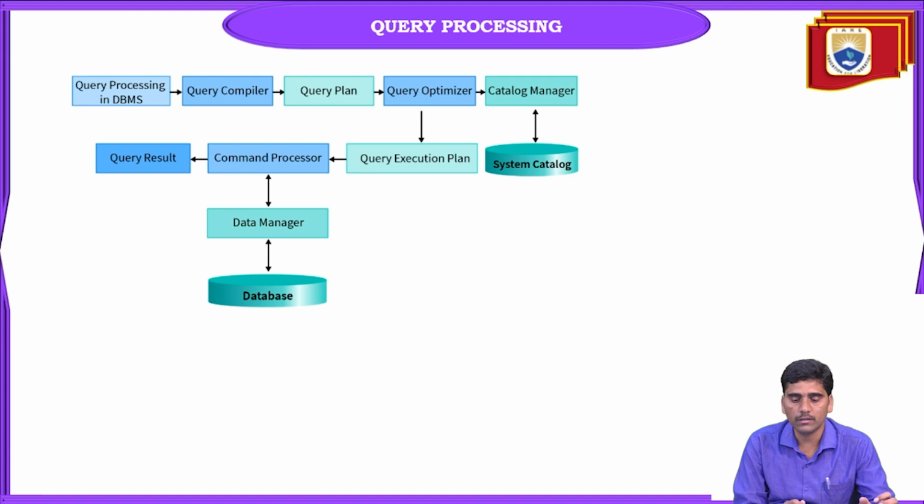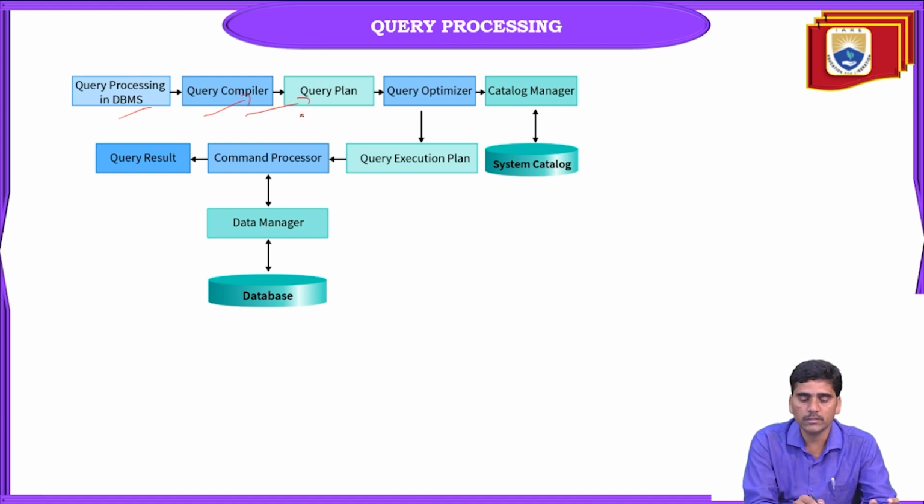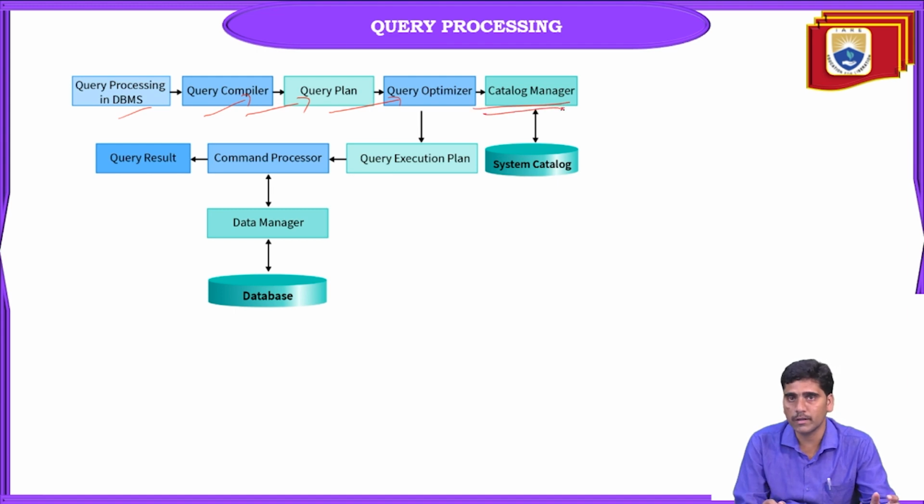So how does it actually take place? Query processing in DBMS: the query compiler comes first, then the query plan is executed, and then query optimization is executed. That means the query should be reduced. To reduce the size of the query, it optimizes the query. Whatever is not necessary inside the query will be removed. And next, the catalog manager displays the system catalogs.